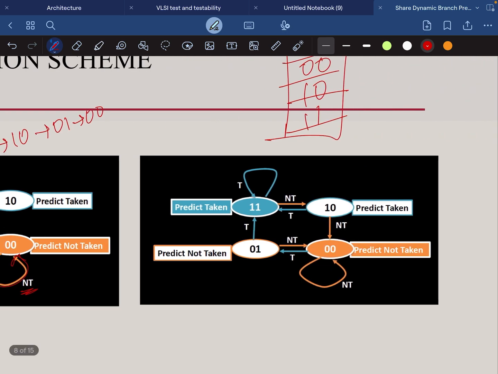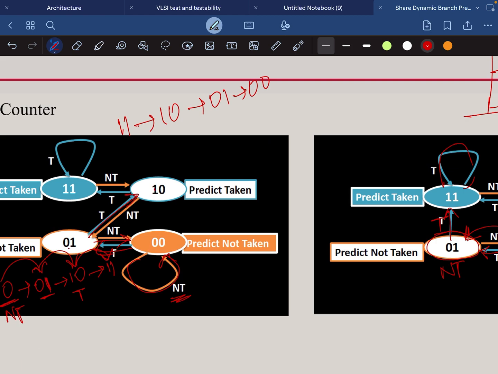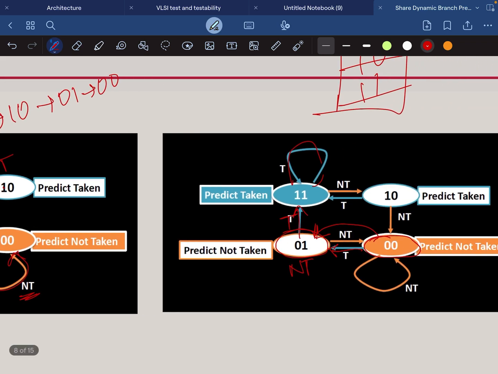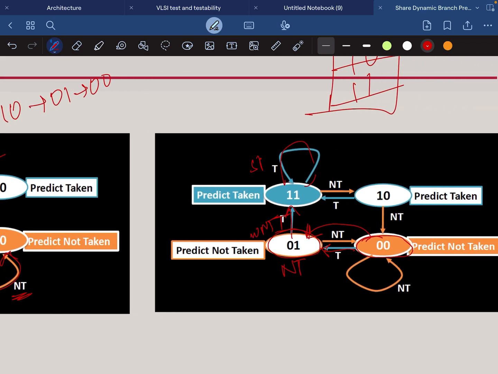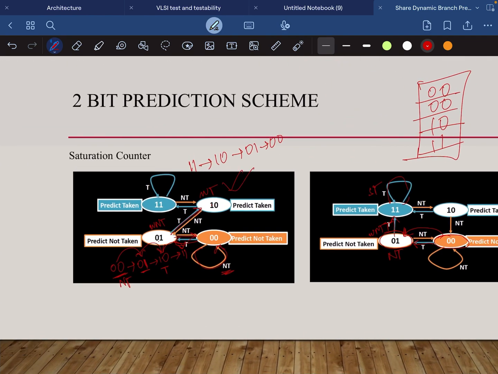The other approach is also a 2-bit prediction scheme, but the only difference is that from strongly not taken, it goes to weakly not taken if the outcome is taken. And in 01, which predicts not taken, if the actual outcome is taken, it goes to strongly taken, which is 11. Unlike here, it goes from 01 to 10, from weakly not taken to weakly taken. But in this scheme, it goes from weakly not taken to strongly taken. This is the only difference between these two approaches. We have implemented the saturation counter.